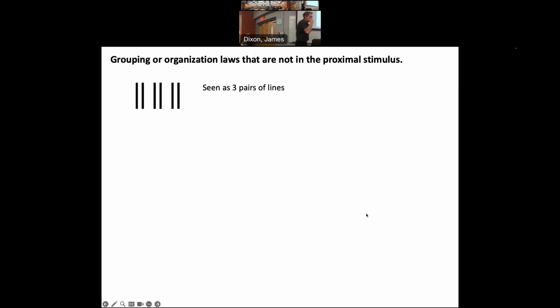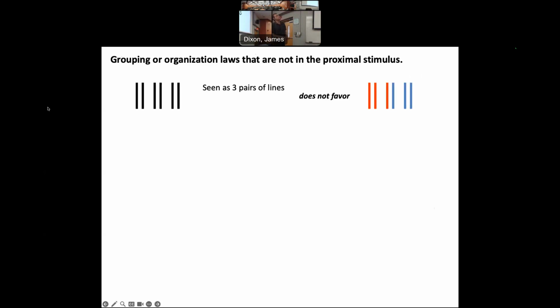So, for example, here is a law of organization in which we see the set of lines as 3 pairs of lines when we don't necessarily have to. Right? It's super simple. It's kind of trivial. Why would that be interesting to people? But you can see that you can change that up.